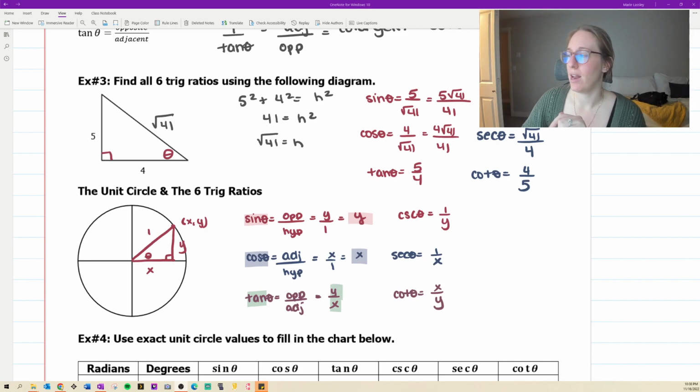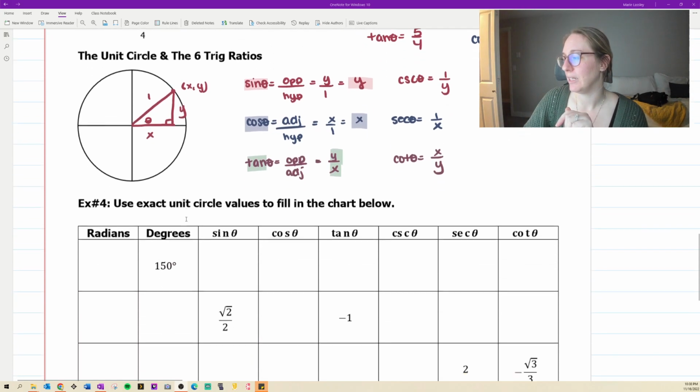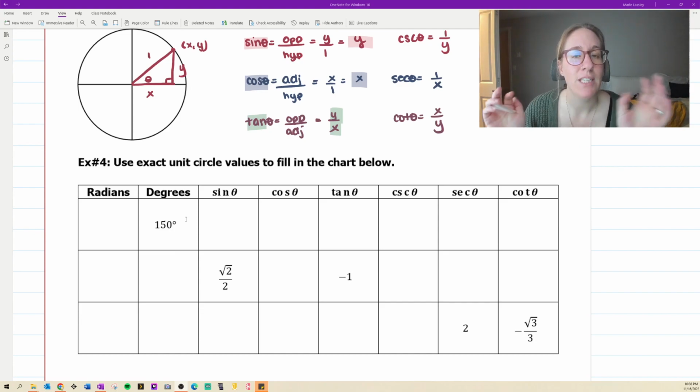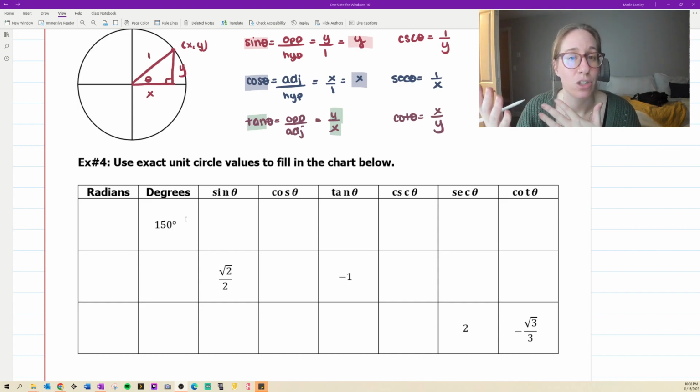Now, last but not least, we're going to fill in this trig unit circle value chart that we have here. Hopefully you have filled in your unit circle, and now we're just going to figure out these trig values using what we have from our unit circle.